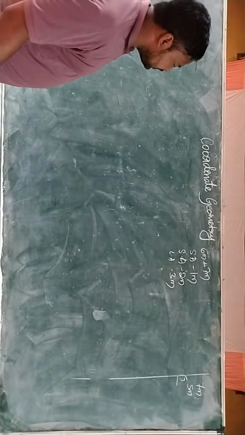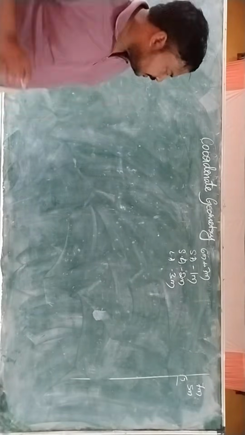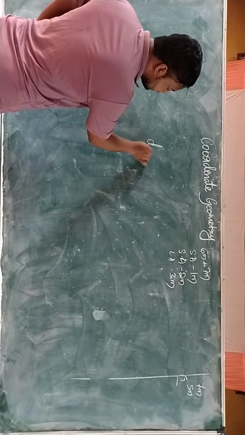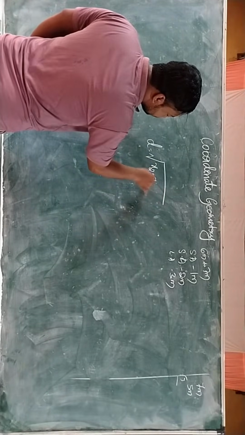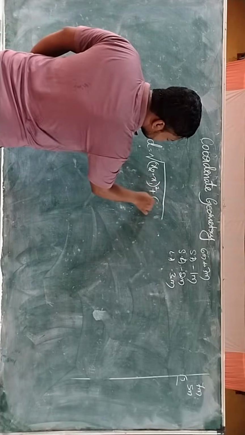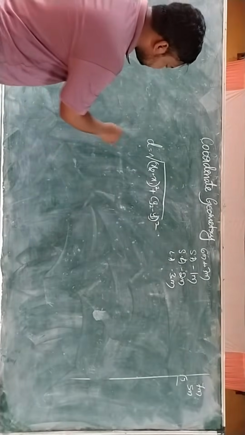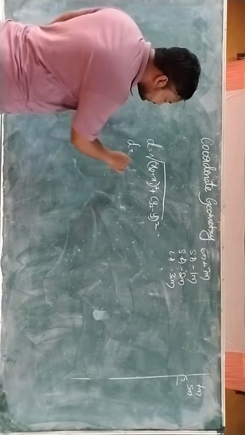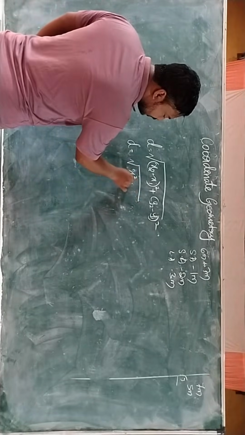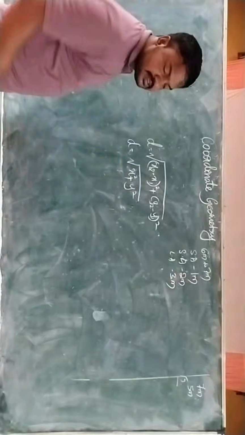So short answer type related to distance formula or midpoint formula. Here there are 3 formulas. First one is distance formula: D is equal to under root of (x2 minus x1) whole square plus (y2 minus y1) whole square. The next one, distance formula from the origin: D is equal to under root of x square plus y square.